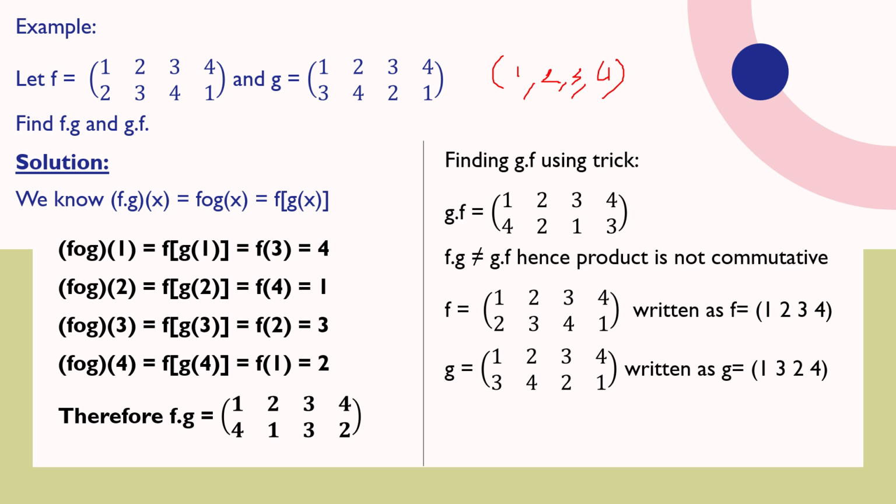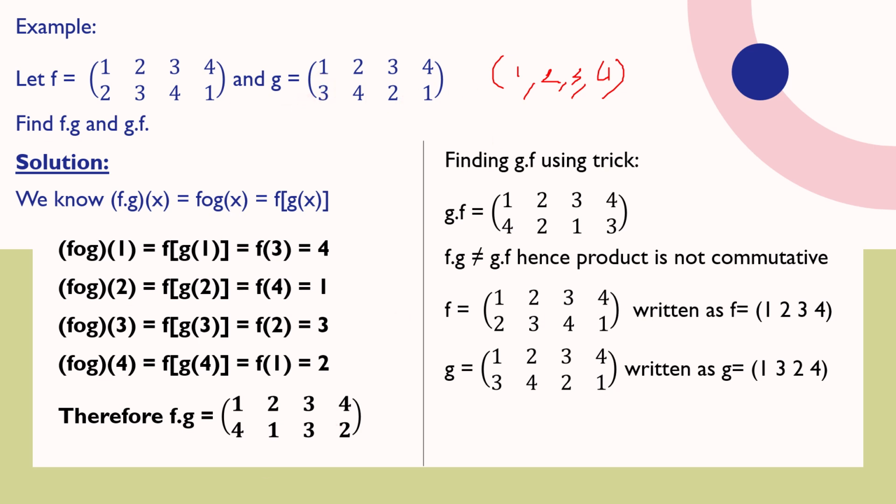So here the set given to us is 1 2 3 4. How do we know that? Because it's the first thing over here, right? The first row is the set. So 1 2 3 4 is the set, and for this set the first permutation is F, which is 2 3 4 1. That's how we get the images. And for G we have 3 4 2 1.